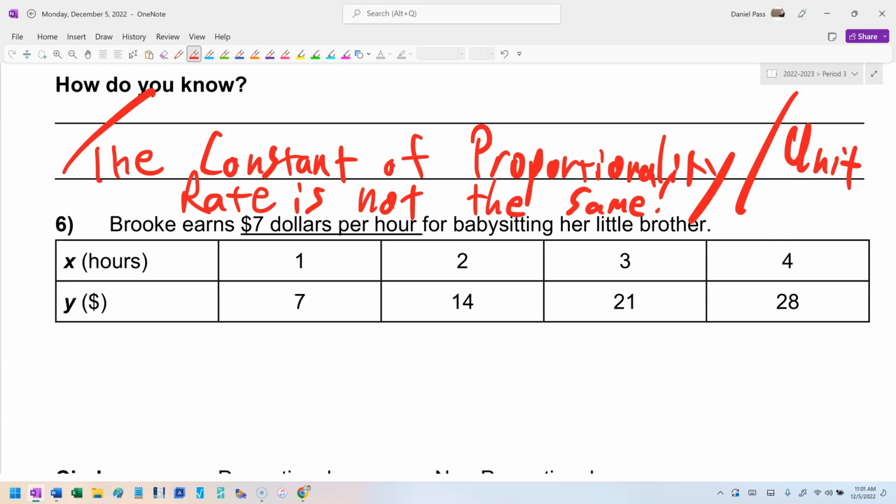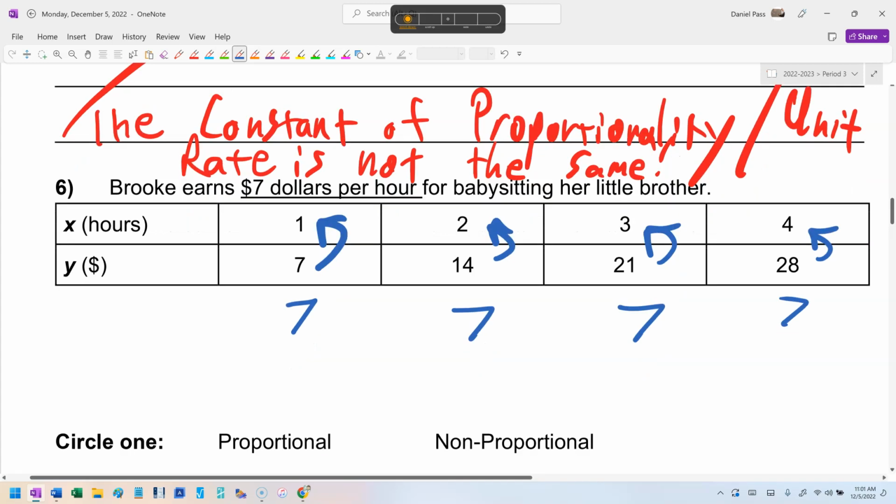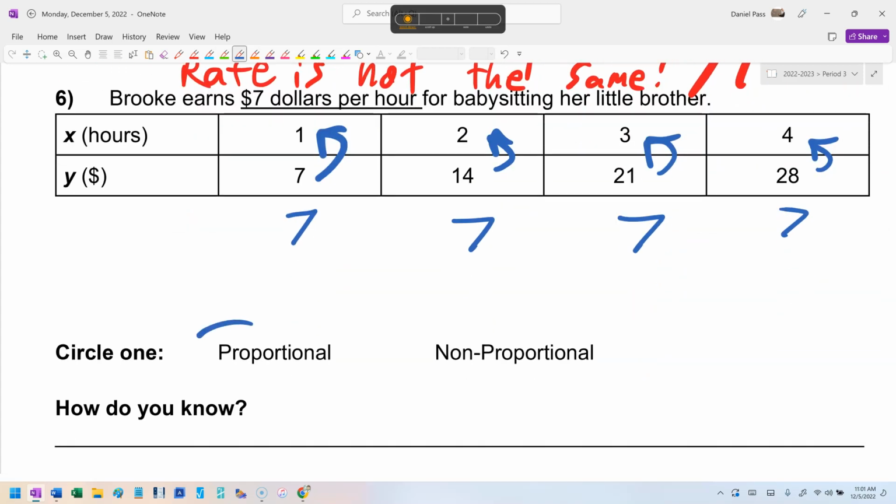Alright, so how do we do this one? We divide. Okay, what do we divide? 1 to 7. Yeah, 1 to 7. So 7 divided by 1 is? 7. 14 divided by 2 is? 7. 21 divided by 3 is? 7. And this one divided is 7. So they're all 7. So what does that tell us? It's proportional.